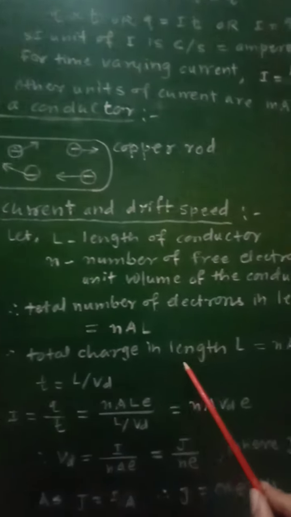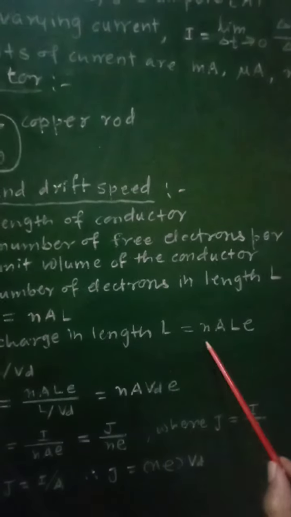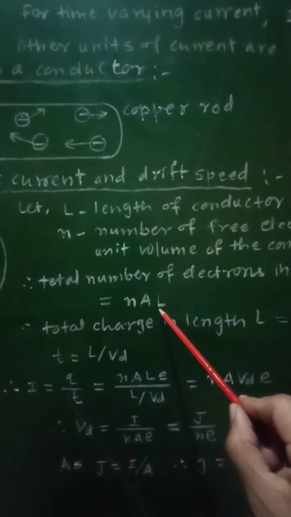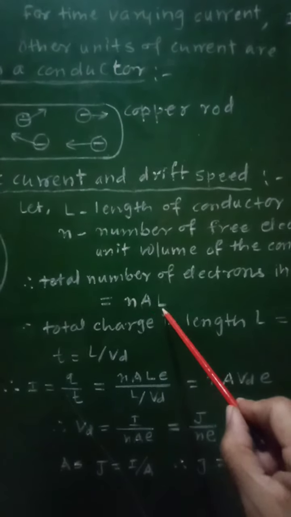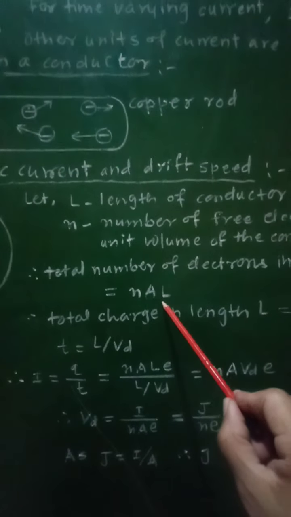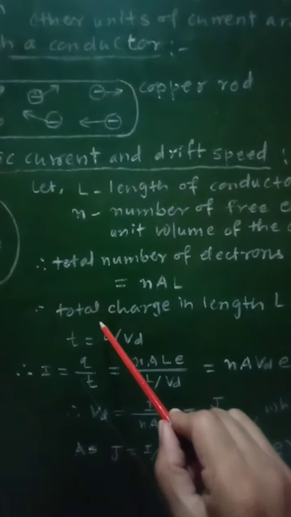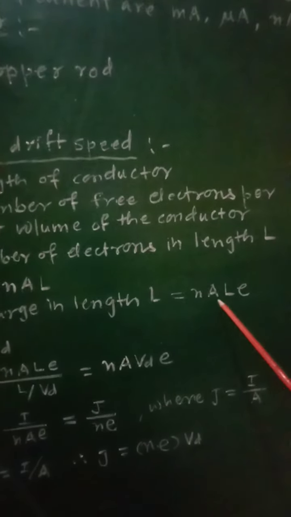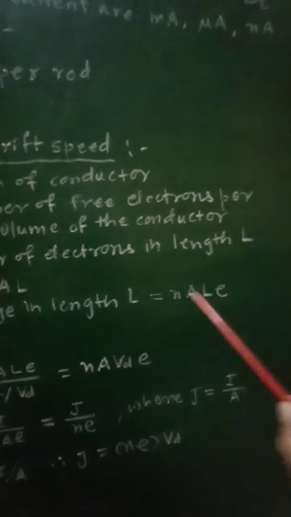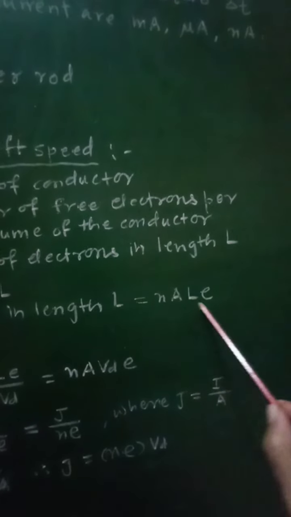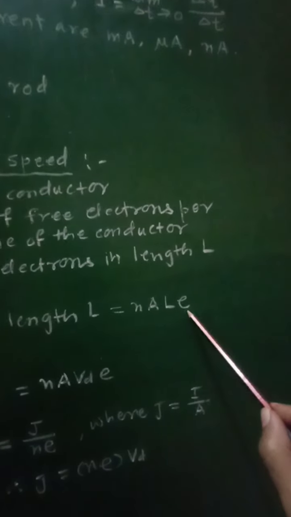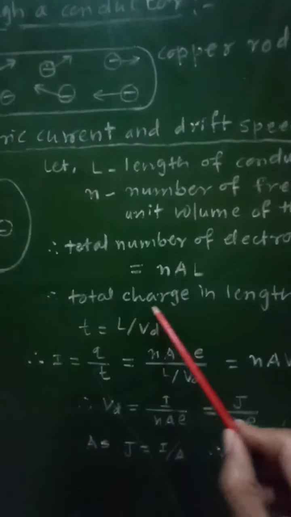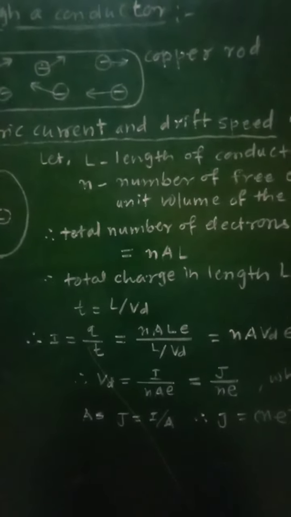And therefore the total charge in length L will be equal to, now this nAL represents the total number of electrons. If you multiply this by the charge on one electron, that is e, then we will get the total charge in length L, that will be equal to nALe. So this nAL represents the total number of electrons. It is multiplied by the charge on a single electron, therefore we will get the total charge in that length L.